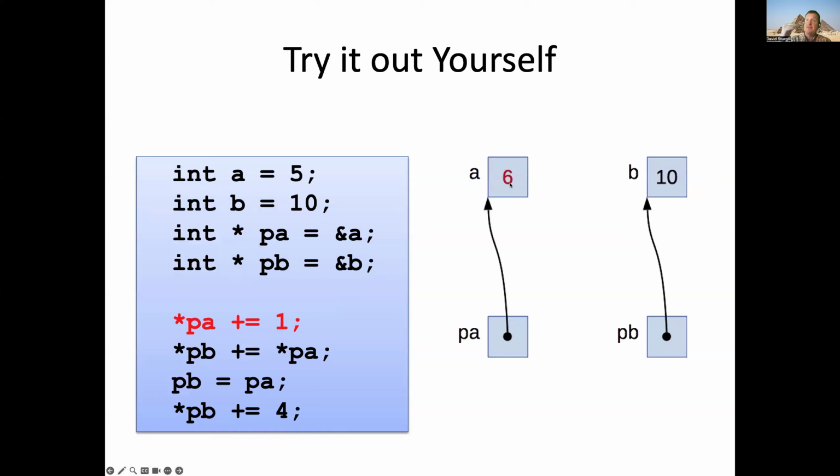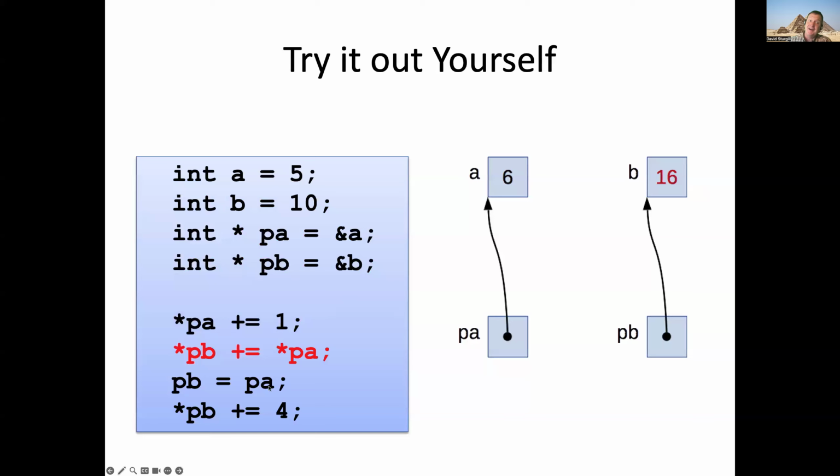So I'm pretending that this code runs one statement after another. Well, next, I do the same thing with PA. Give me the thing PA points to. So that'd be the 6 up here. Take that and add it to whatever thing PB points to. So PB is pointing to this 10, and I'm adding this 6 to it. So that's going to take that 10 and turn it into a 16.